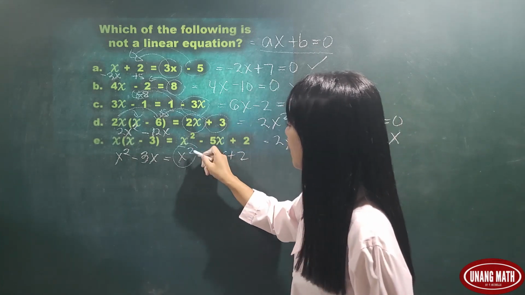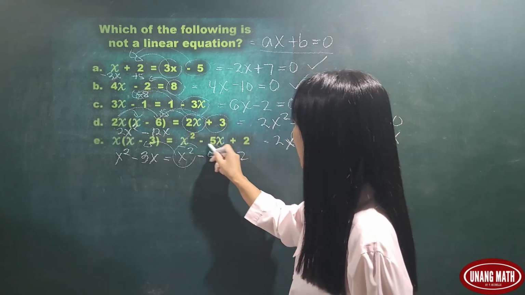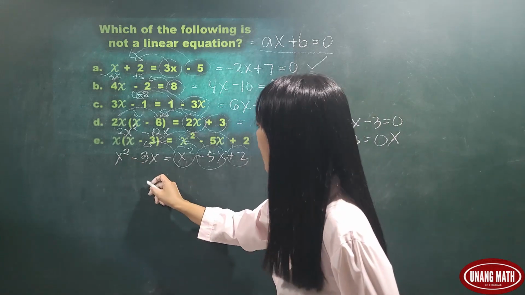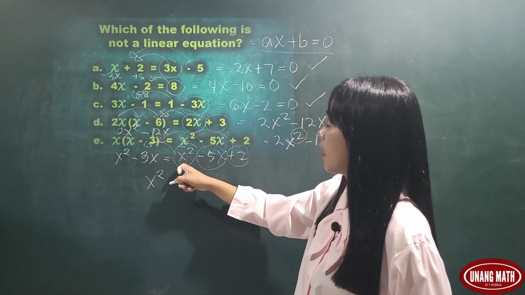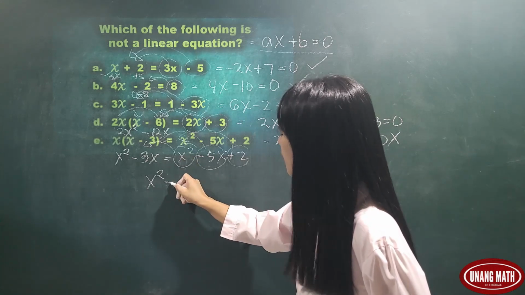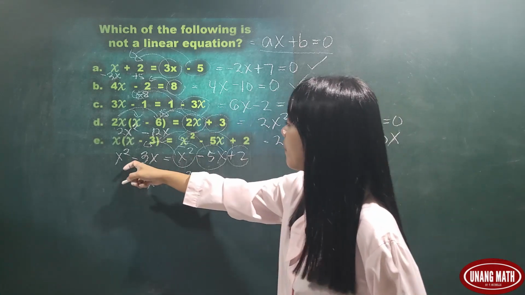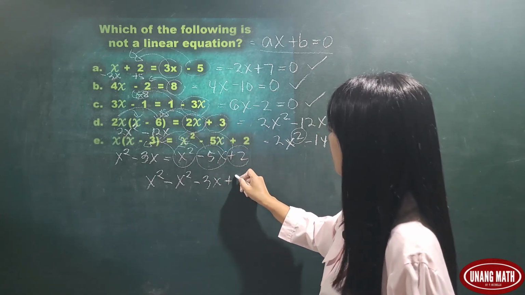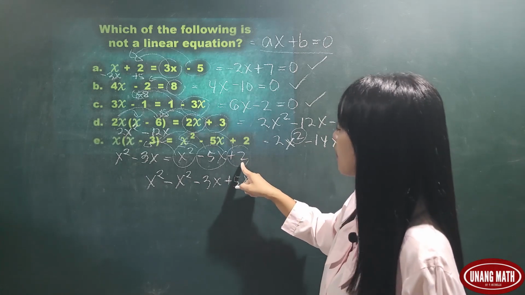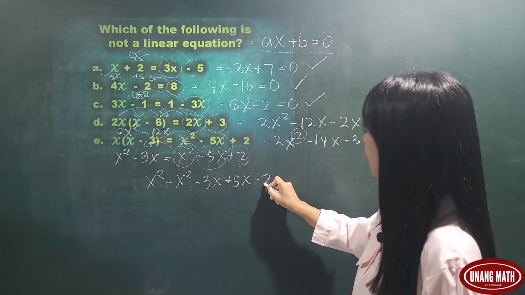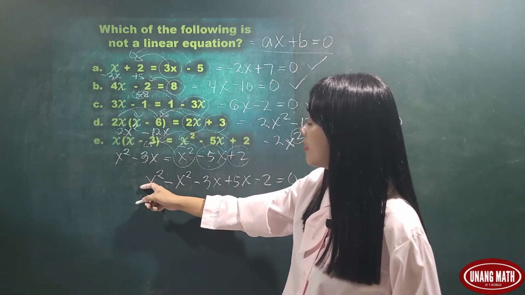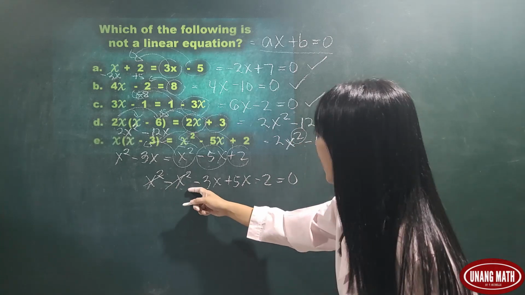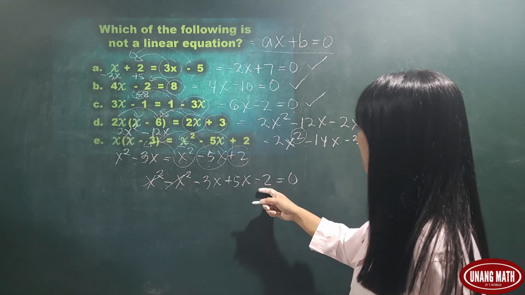Let's transpose positive x squared, negative 5x, and positive 2 to the left side. So we have here positive x squared, so it becomes negative x squared. So minus x squared, negative 3x, this is negative 5x, so when we transpose, positive 5x. And then, this is positive 2, so it becomes negative 2. So this is equal to 0. x squared minus x squared is 0, or this will be cancelled. So we just have negative 3x plus 5x minus 2 equals 0.